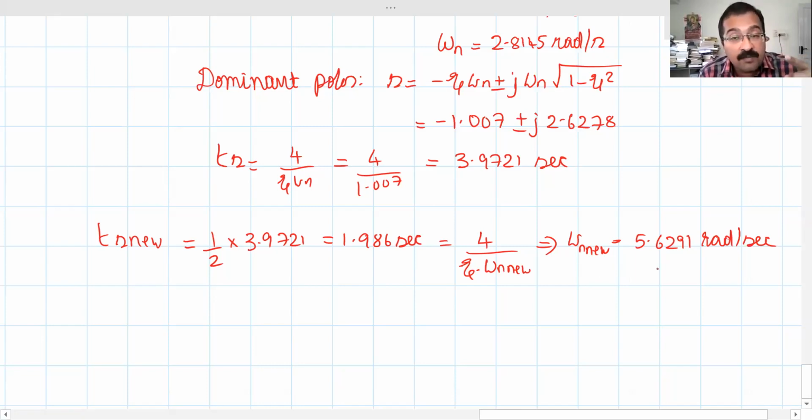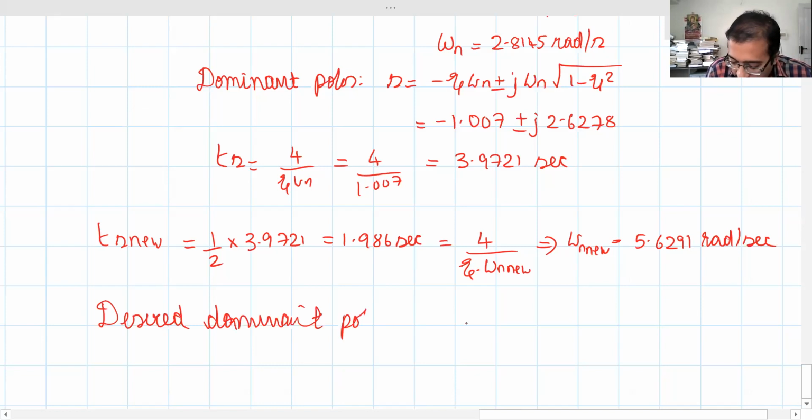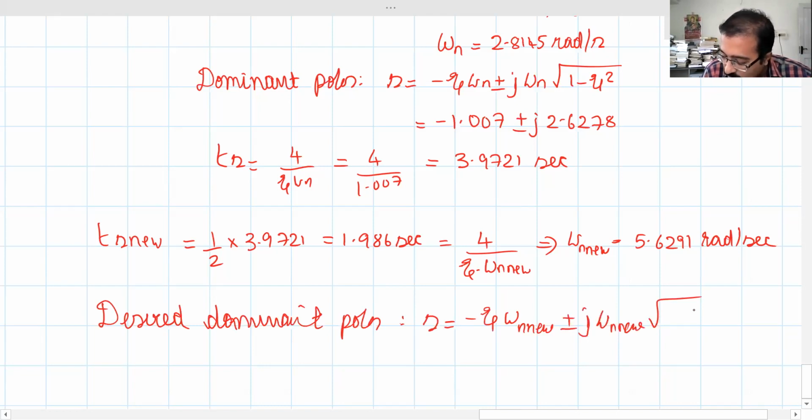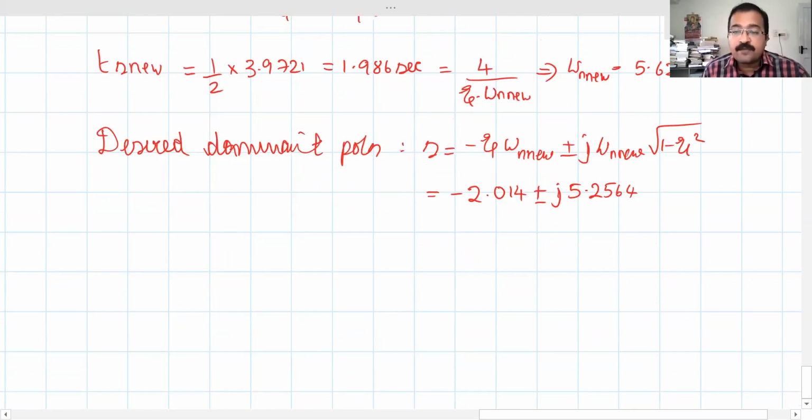So where will the desired dominant poles be? They will be at s equals minus theta times omega n new, plus or minus j omega n new times root of 1 minus theta square. Substituting that, you will see your new desired dominant poles are at minus 2.014 plus or minus j 5.2564.